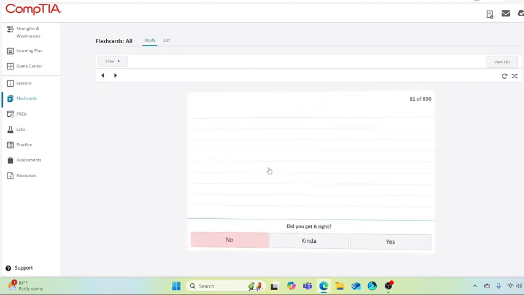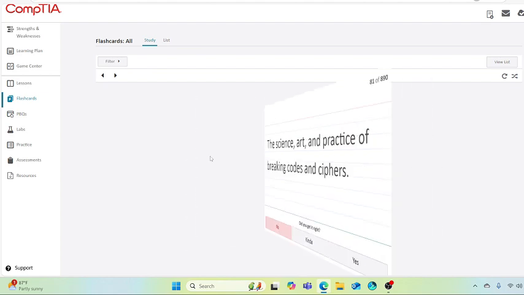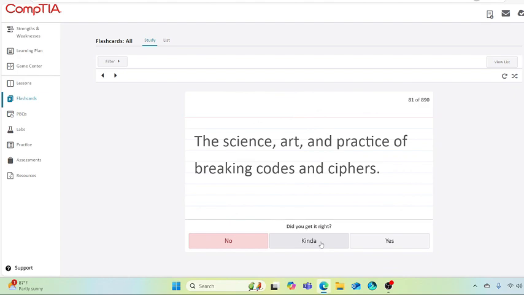Cryptanalysis. The science, art, and practice of breaking codes and ciphers.